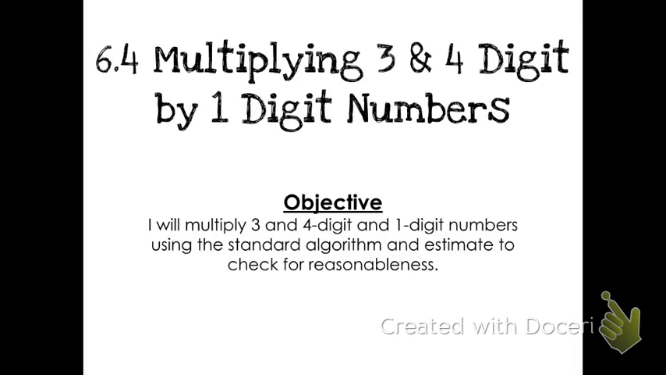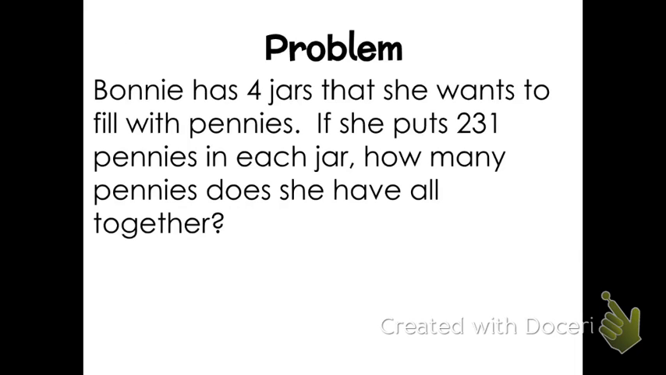Today's lesson is topic 6.4, multiplying 3 and 4-digit numbers by 1-digit numbers. The objective for today is that you will be able to multiply 3 and 4-digit numbers and 1-digit numbers using the standard algorithm, and you will estimate to check for reasonableness.